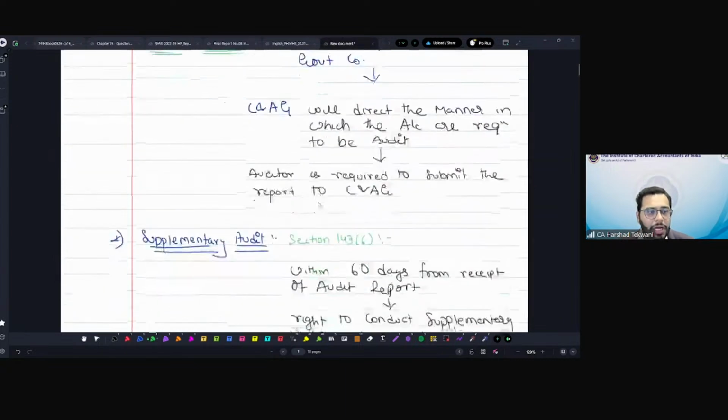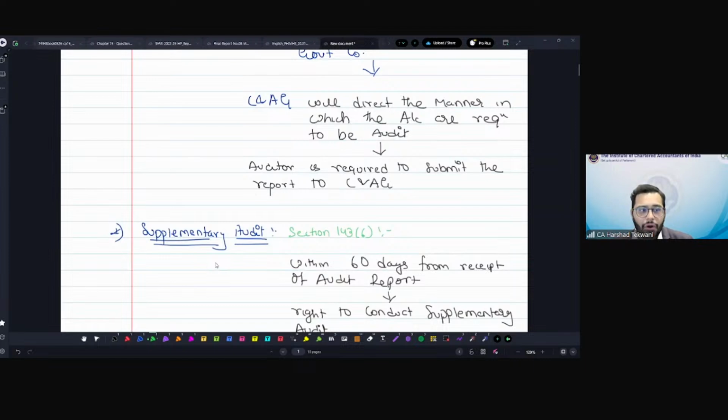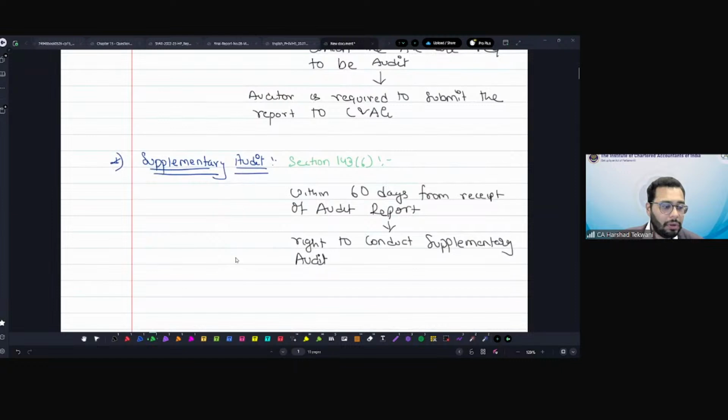See, why is supplementary audit known as a supplementary audit? Because it is in response to your normal audit. So the trigger point for the supplementary audit is within 60 days from the receipt of the normal audit report. So supplementary audit can only be done once you have a normal audit done. Yes or no? If yes, you read the provisions of 143(6), it says that within 60 days from the date of receipt of audit report, normal audit report, annual audit report.